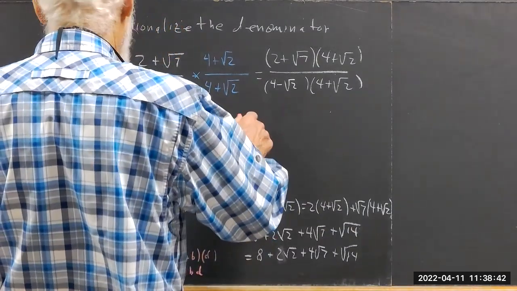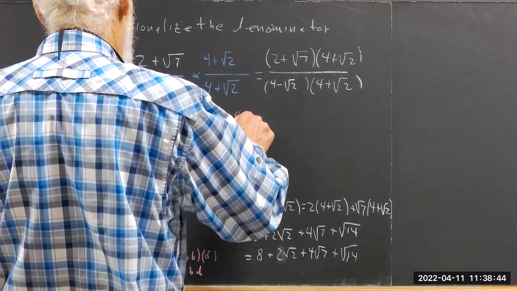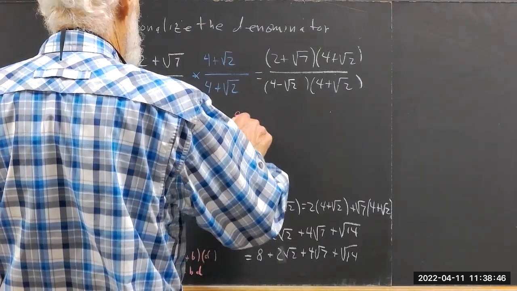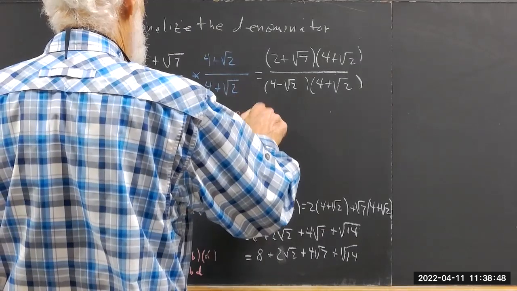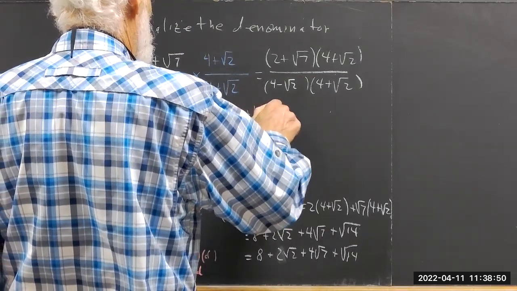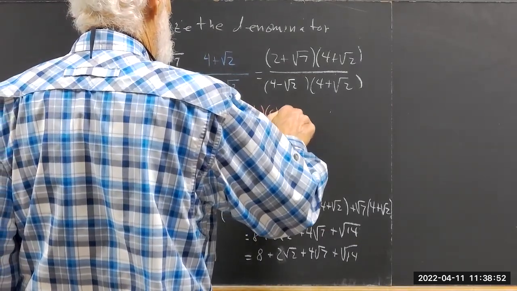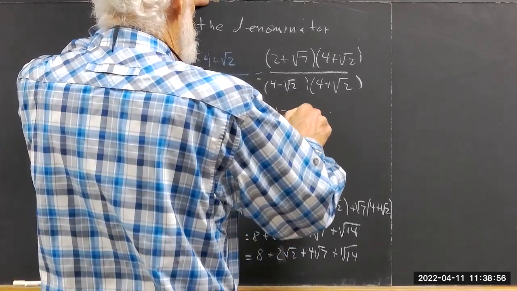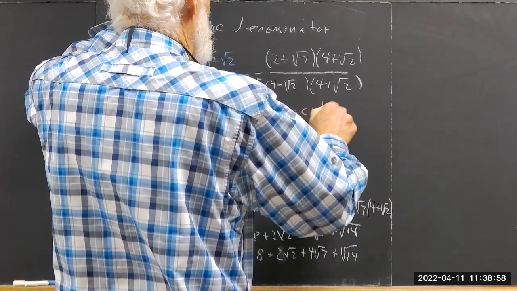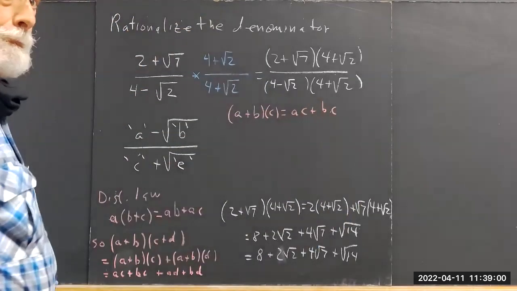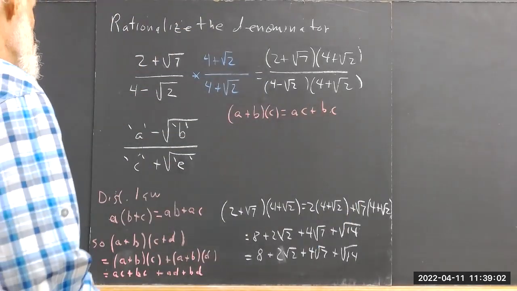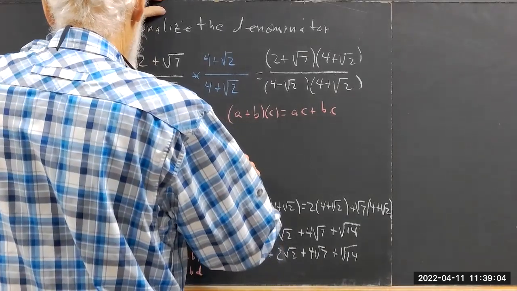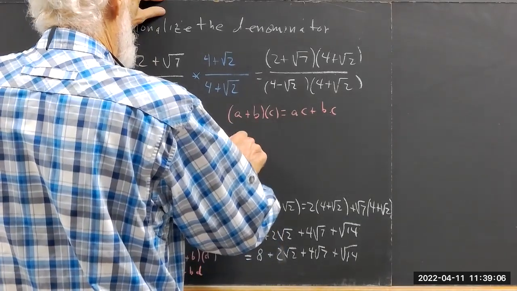Now we could also write this as A plus B times C equals AC plus BC. And then follows it.